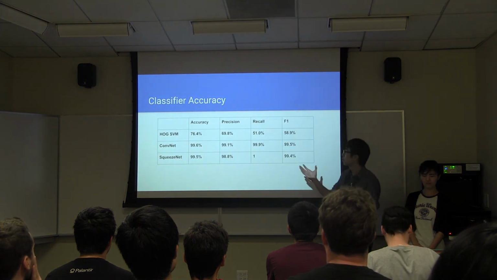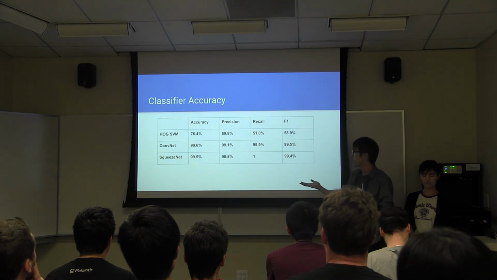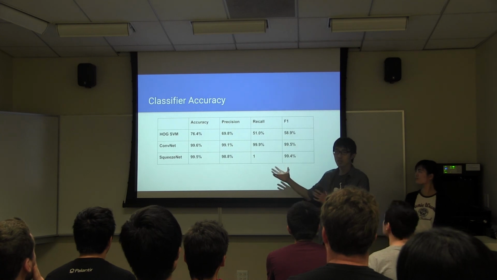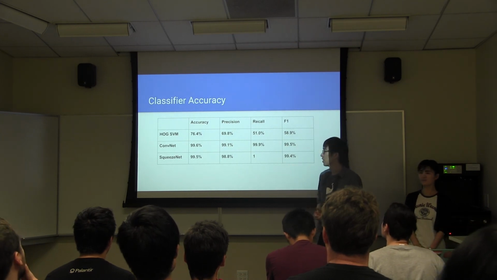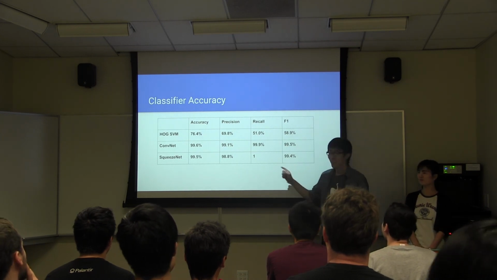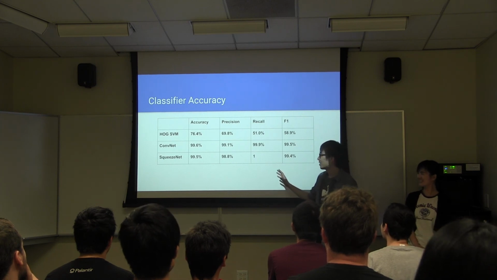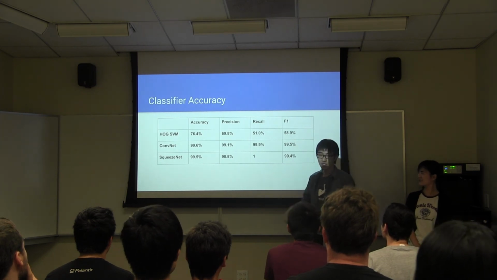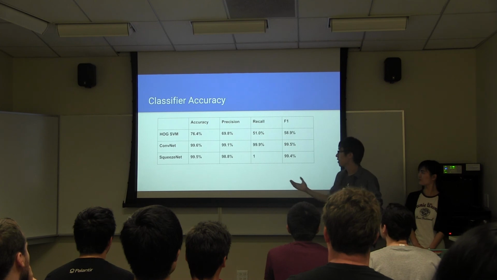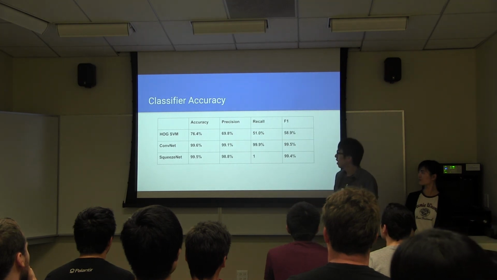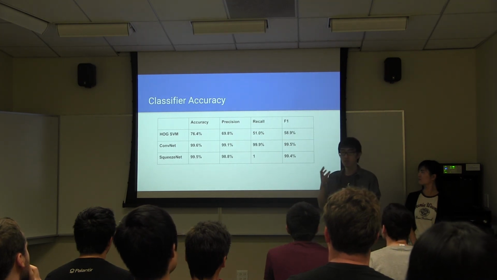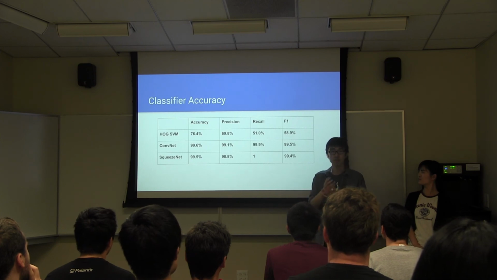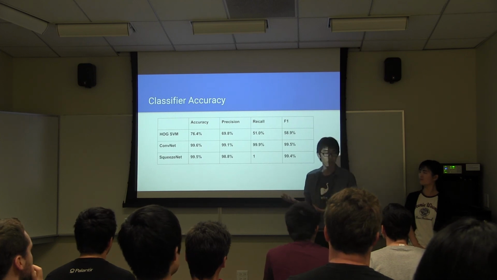So this is the accuracy for different kernels. As you can see, the CNN is nearly perfect. The SqueezeNet overfits a little bit more than the ConvNet. But the SVM doesn't perform well because the plants have different shapes. They have different numbers of leaves, so the SVM is not good.